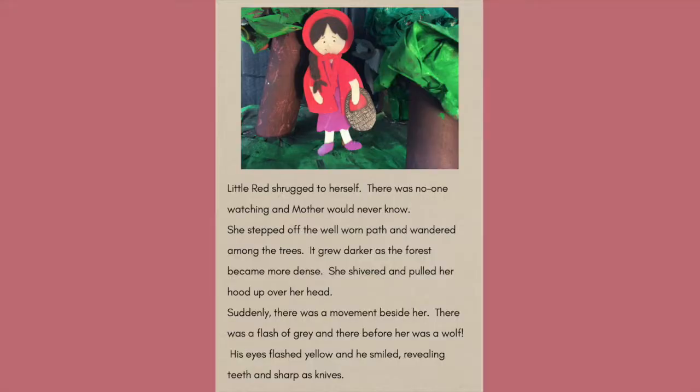Little Red shrugged to herself. There was no one watching and Mother would never know. She stepped off the well-worn path and wandered among the trees. It grew darker as the forest became more dense. She shivered and pulled her hood up over her head. Suddenly there was a movement beside her. There was a flash of grey and there before her was a wolf. His eyes flashed yellow and he smiled, revealing canines as sharp as knives.